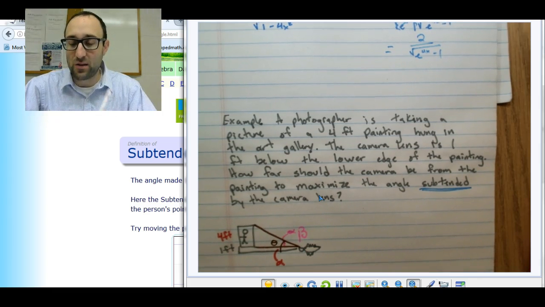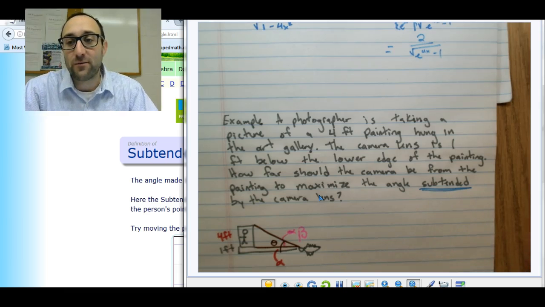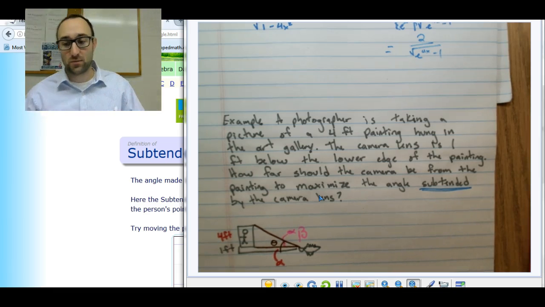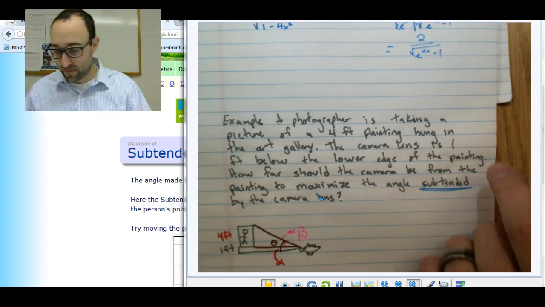When we maximize beta, think about maximizing something. If we take the derivative, set it equal to 0, that's going to be either our max or our min, right? So if we can figure out the derivative of a function, set it equal to 0, we should be able to figure out our maximum. Okay, so what we want to do is figure out beta, theta, alpha.